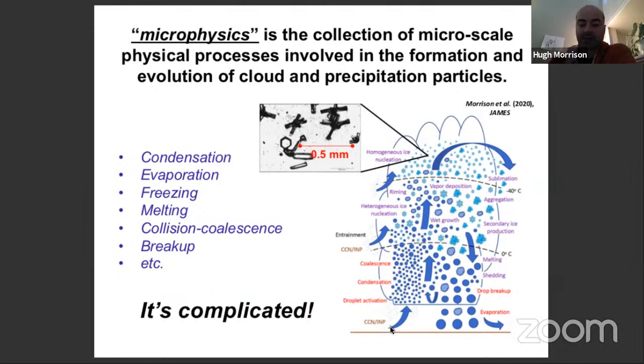You know, you have cloud condensation nuclei that can be ingested into cloud base. They can form cloud droplets that can then grow by condensation, later by collision coalescence. They can form ice particles above the freezing level of all different types. And then those ice particles can further grow and fall and melt and form raindrops and so forth. So really the key challenge in models is how to represent this complexity in a tractable way.